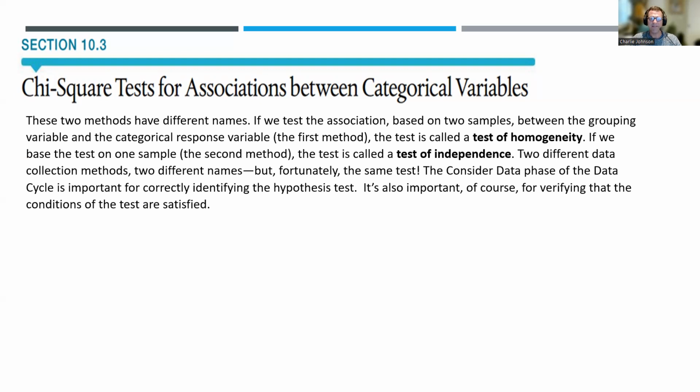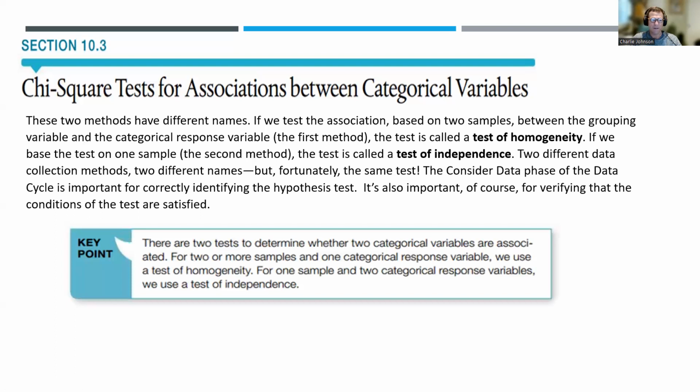The consider data phase of the data cycle is important for correctly identifying the hypothesis test. It's also important, of course, for verifying that the conditions of the test are satisfied. So key point, there are two tests to determine whether two categorical variables are associated. For two or more samples and one categorical response variable, we use a test of homogeneity. For one sample and two categorical response variables, we use a test of independence.